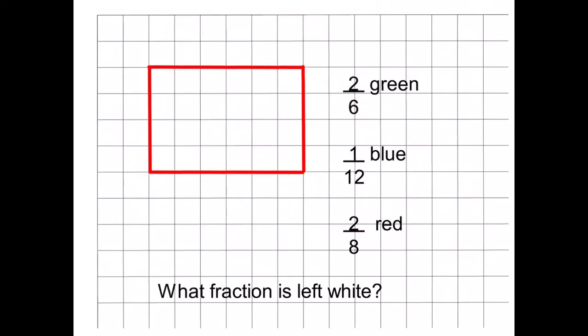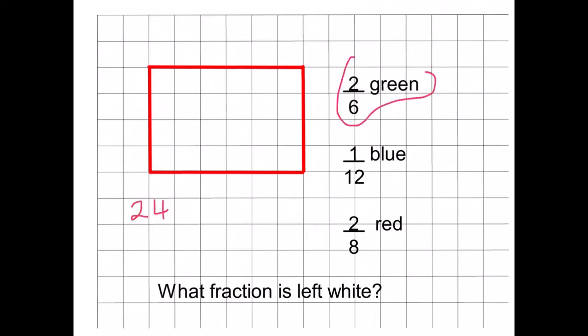This question is more challenging. We have to colour 2/6 of a rectangle green, 1/12 of it blue, 2/8 of it red. Then we have to work out what fraction is left over in white. So our rectangle has 1, 2, 3, 4, multiplied by 1, 2, 3, 4, 5, 6. So our rectangle has 24 squares.